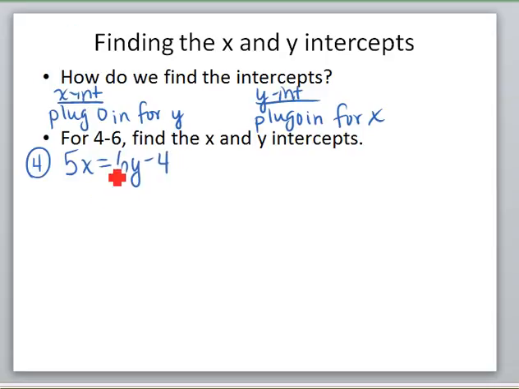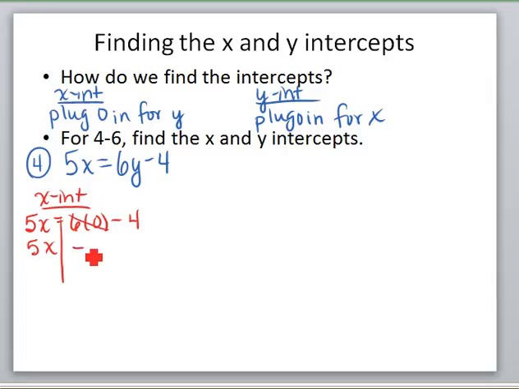So what we're going to do is find the x-intercept, and we can do that by plugging in 0 for the y portion. So we want to keep the x portion, and we want to get rid of the y portion. So we put 0 in for y. This gives me 5x. That makes that go away, and I get equals negative 4. Divide by 5 on both sides, I get x is negative 4/5.